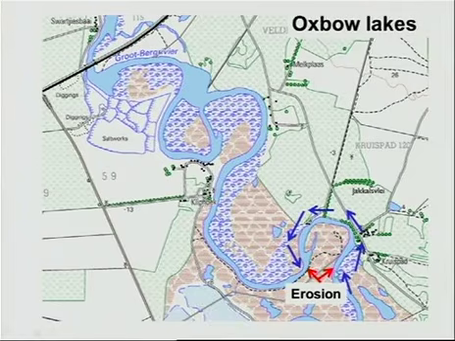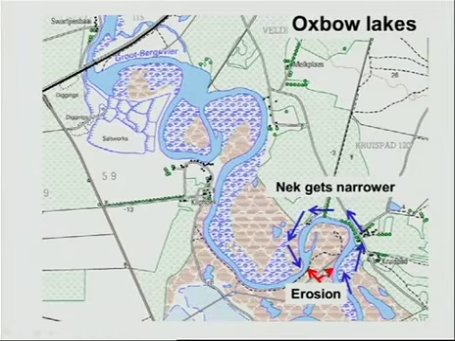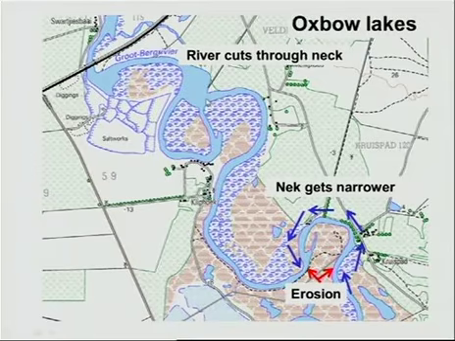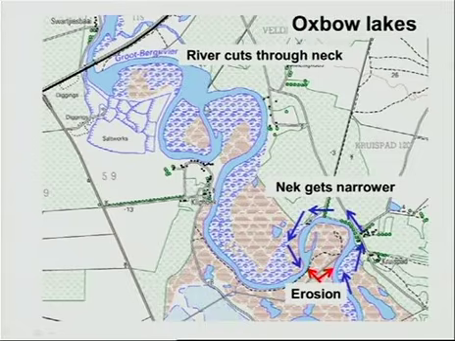So what's going to happen? This is going to become narrower and narrower. Right? The neck is going to get narrower, and eventually the river cuts through the neck. So let's have a look. We've got two different stages of the formation of oxbow lakes here. Here we've got narrower, and here the river cuts through. Now, what's the next step? Within the next 50, 100 years this bend is going to be completely cut off from the Berg River, and you are going to have your oxbow lake on that side.